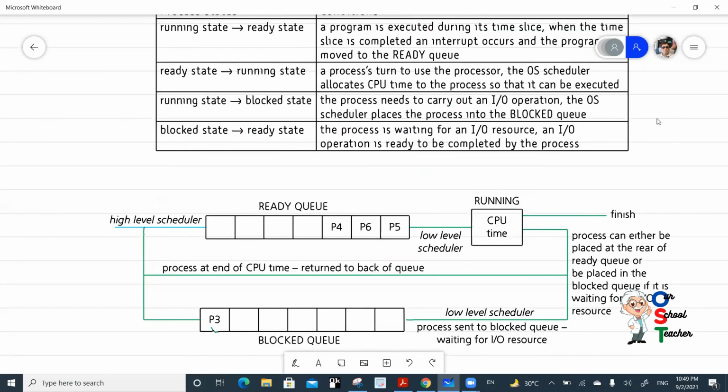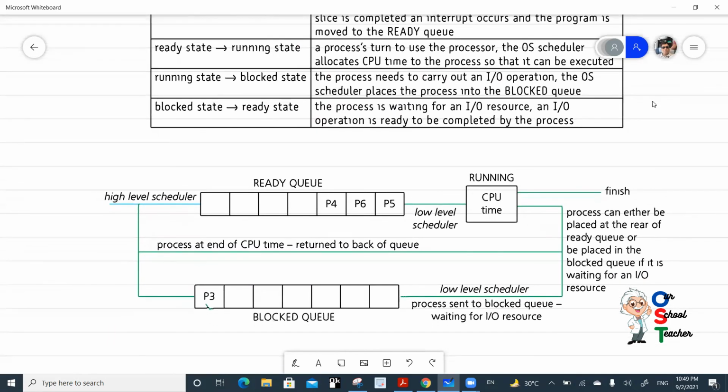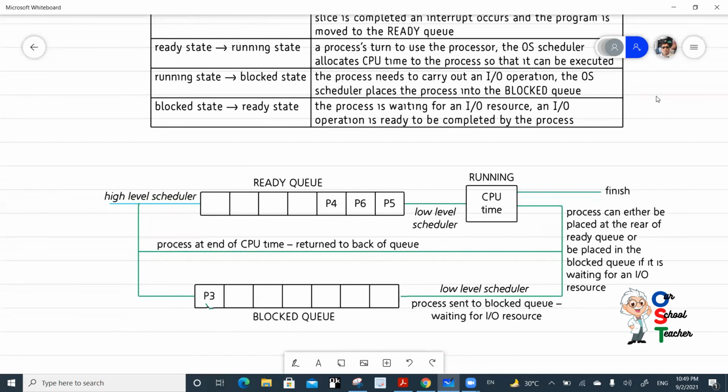Now let's see another diagram in which the process is being explained, that how it moves from one state to another state. The scheduler has been divided into high-level scheduler and low-level scheduler. High-level scheduler is putting the process in the ready queue, and then the low-level scheduler is responsible to give CPU time according to the algorithm being followed and the priority.